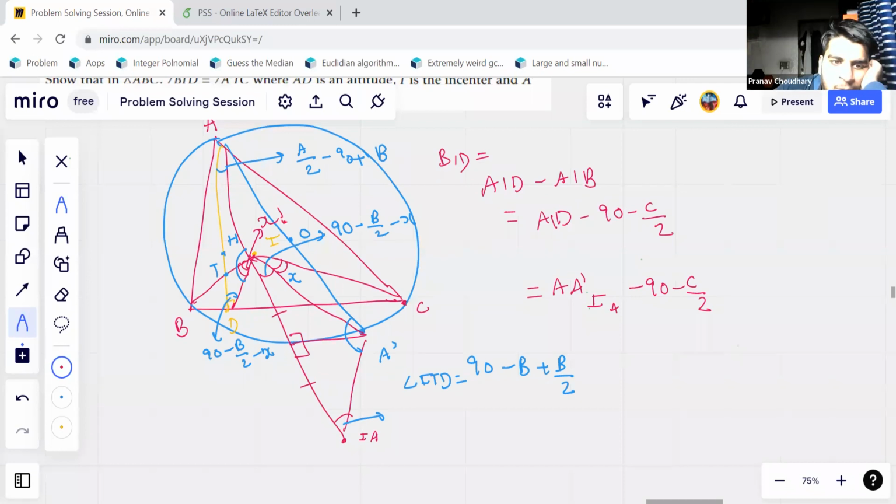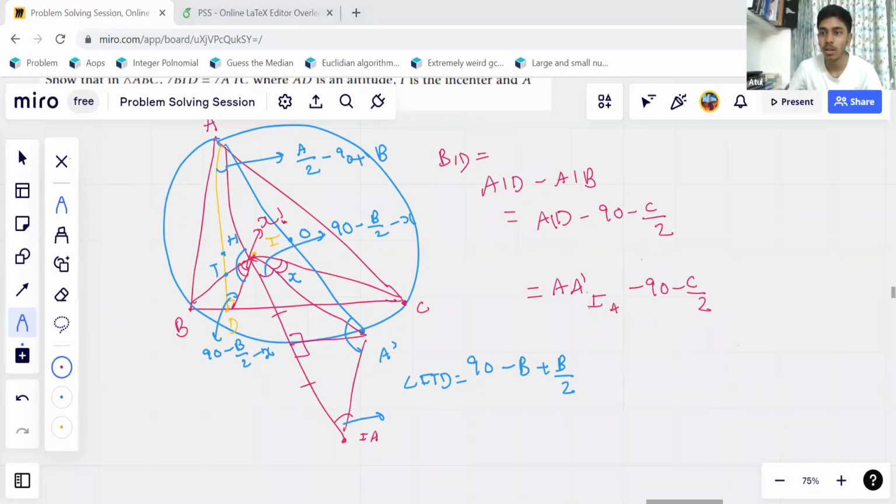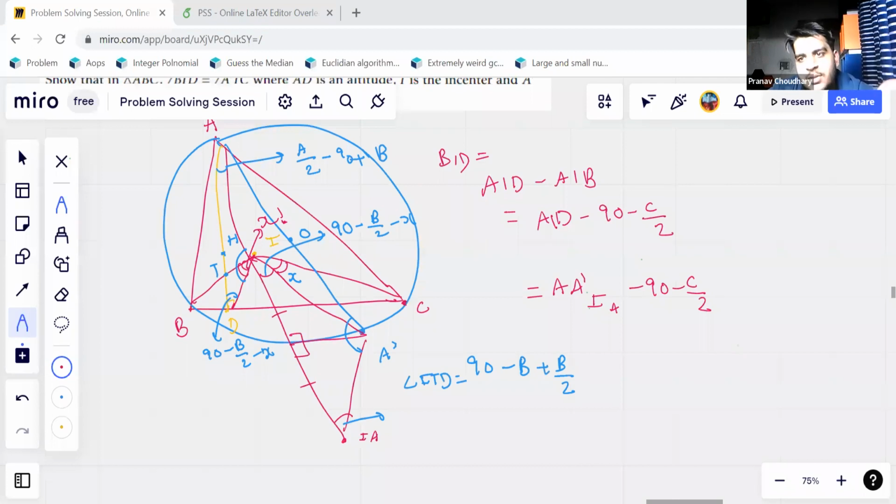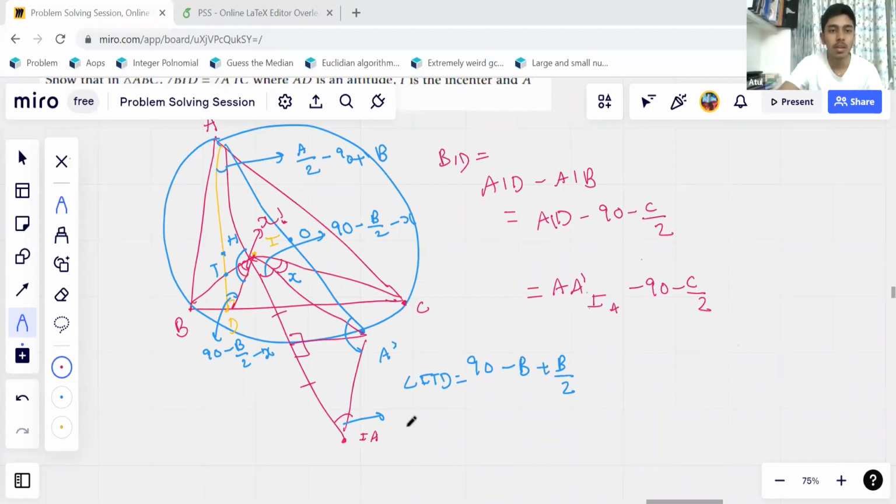Probably explain the solution once in one go, because we did random stuff. Yeah, okay.